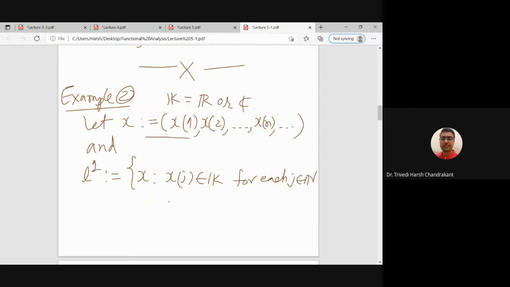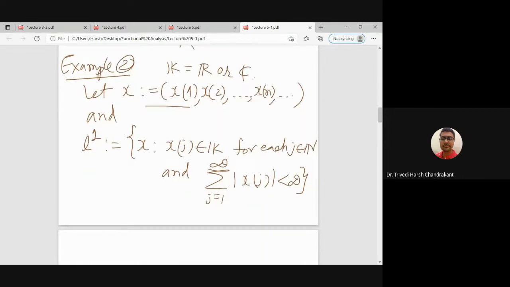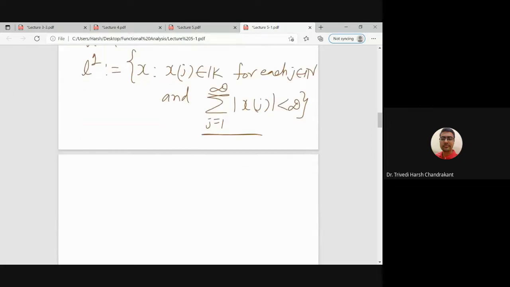And not only all the sequences, but the sequences which satisfy this condition. For the first set, the sequence must satisfy that the summation of modulus xj is convergent, is finite. So what are these sequences? These sequences are basically absolutely convergent series. So the sequence x1, x2, xn, such that the corresponding series is absolutely convergent. So that is L1.